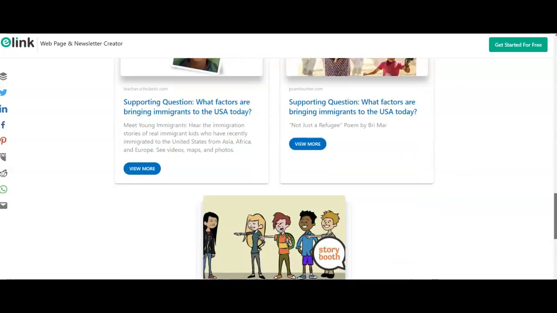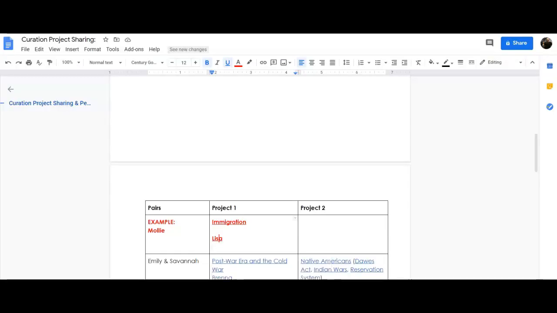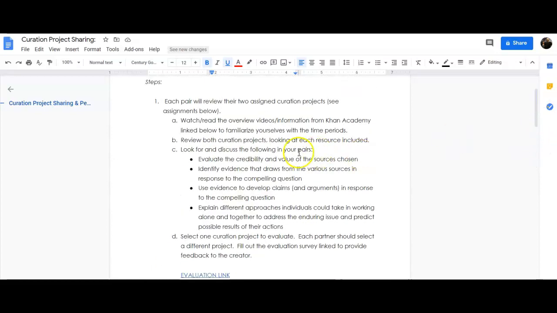So you would look through each one, and then at the bottom is hopefully that kind of assignment or instructional activity that would cause the students to actually have to deal with that compelling question and come up with some sort of response. So Molly and I will go through that and look at each piece. Then we'll talk about it.